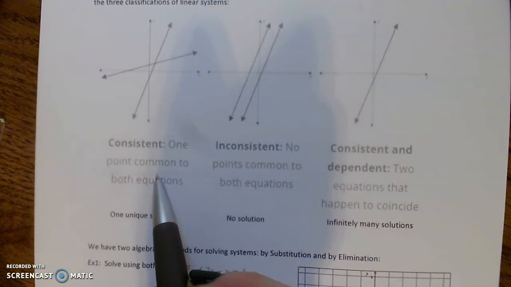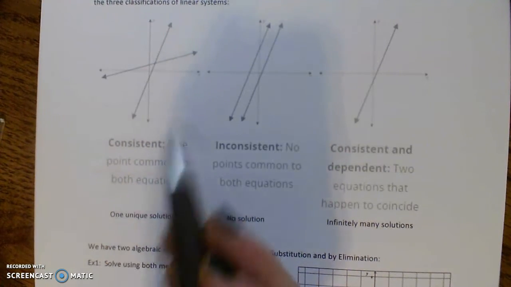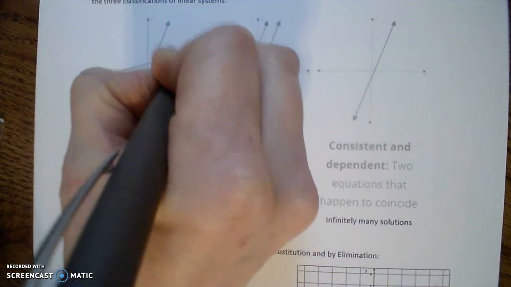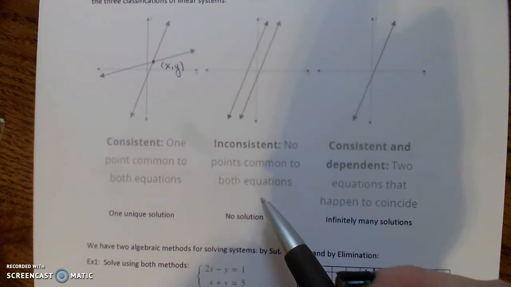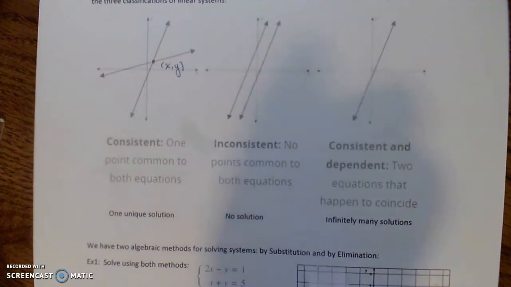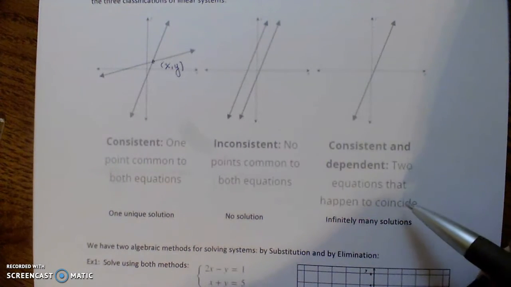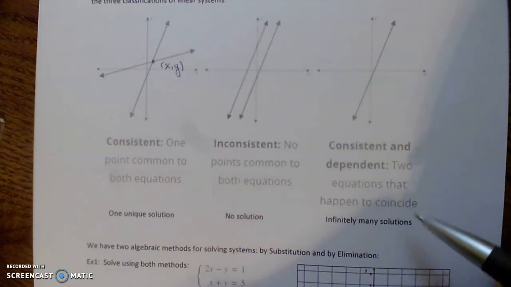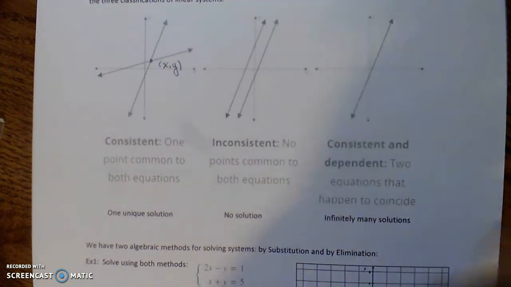A consistent system is where you have one point that's common to both lines. And in this case, we'll have one unique solution. The solution is going to be given by the x and y coordinate of that point of intersection. In this case, we will have what's called an inconsistent system, where there are no points in common to both equations, and in this case we're going to have no solution. In the third case, where the two lines actually represent the same line, we'll call them consistent and dependent, and in this case we'll have infinitely many solutions to the system. In fact, the solution set is the set of all points on that common line.